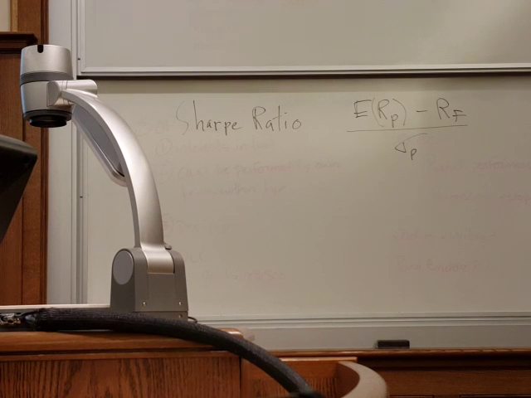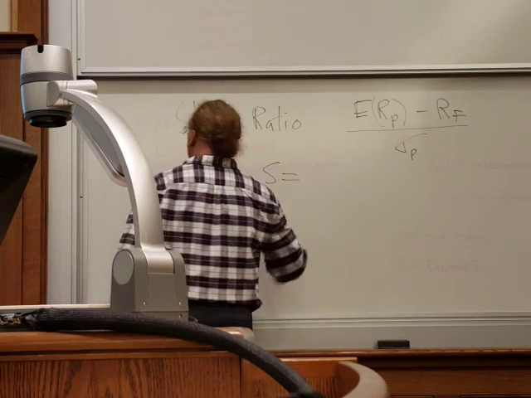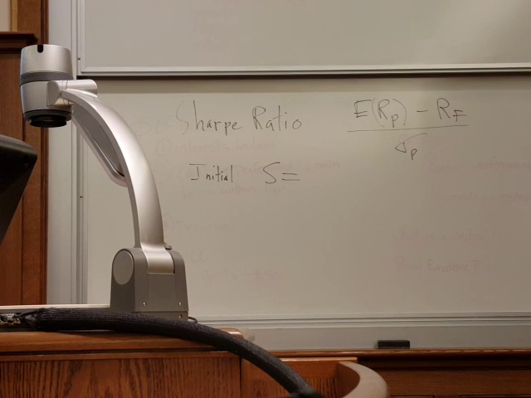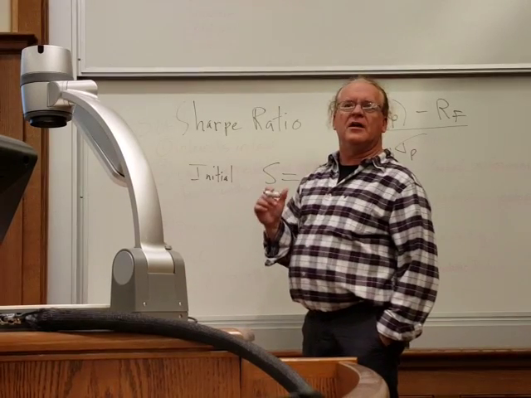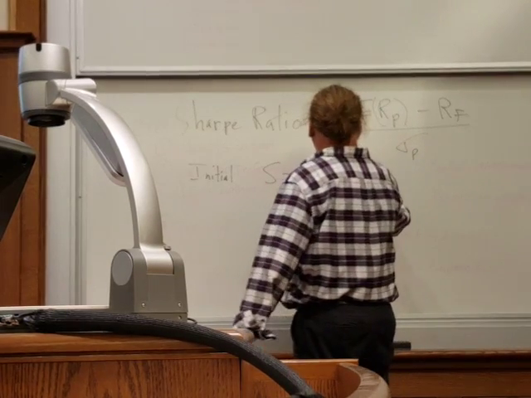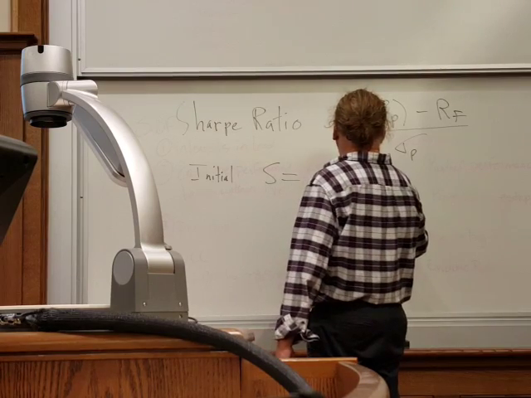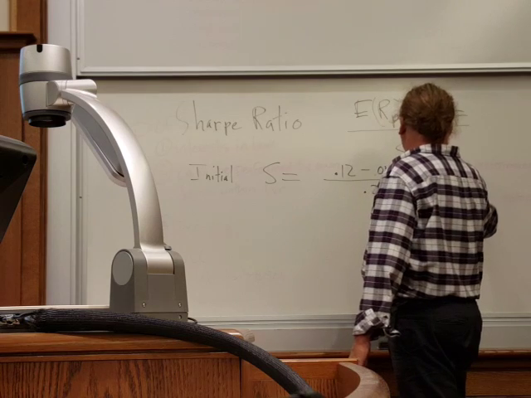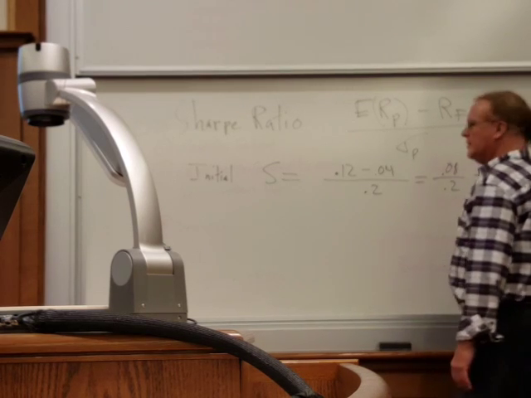Okay, so there's your Sharpe ratio. Let's start off. What's the initial Sharpe ratio? 12% is the expected return. Standard deviation is 20%. Risk-free rate is 4%. Okay, I'm going to write it in decimal form to make the math simpler. So 0.12 minus 0.04 divided by 0.2, and that's 0.08 divided by 0.2, and that's equal to 0.4. Is that right?